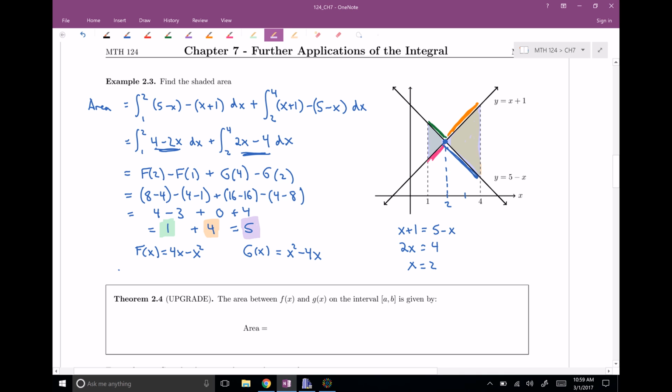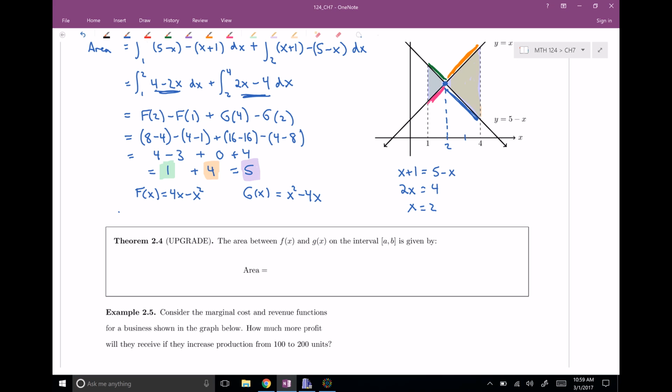Okay, so as you can see, it's kind of hard if the functions crisscross, if they go on top of each other and kind of switch. So therefore, I'm going to give you an upgraded theorem here. This no longer specifies which one's on top. F can be on top, G can be on top, whatever. And then we're still going to specify the interval from A to B, and we can calculate the area in this case by doing the integral from A to B of the absolute value of f of x minus g of x.